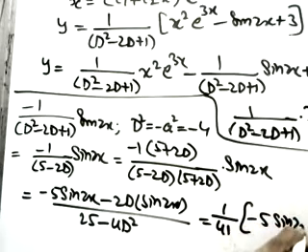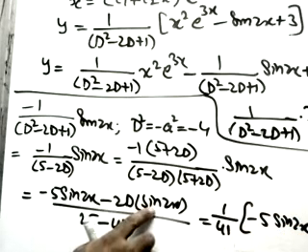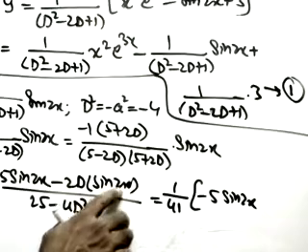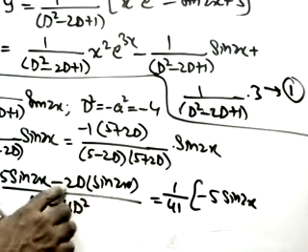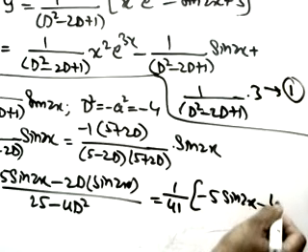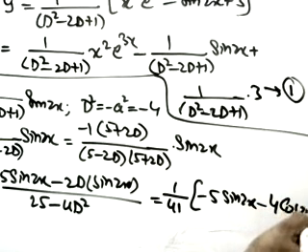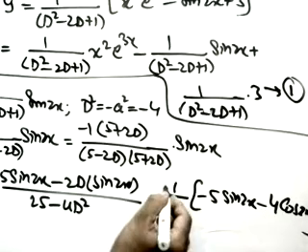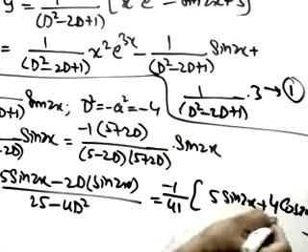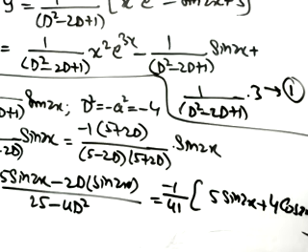Now minus 5 sine 2x. Watch carefully. D by dx of sine 2x is cos 2x, but again we have to differentiate 2x. That 2x will become 2, since D by dx of x is 1, and 1 into 2 is 2. 2 twos are 4. So this will be minus 4 cos 2x. Let's take minus common outside. If you take minus common outside, this will become plus. So this is the answer for the second term.